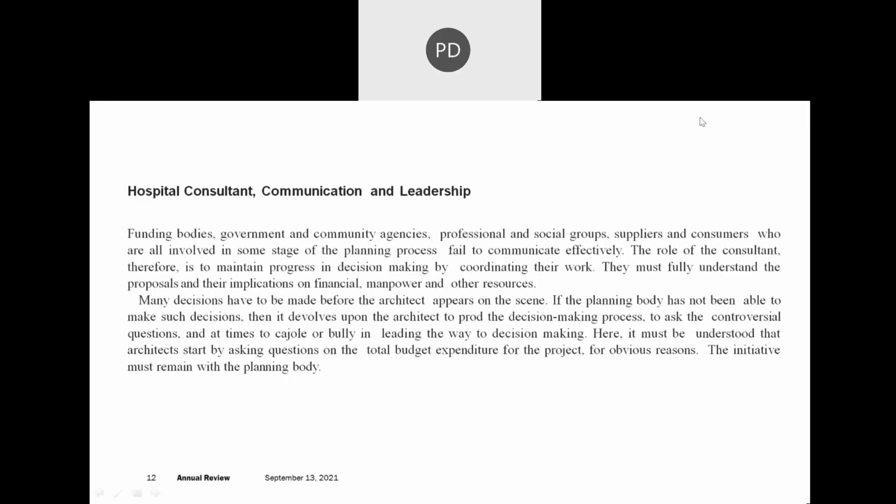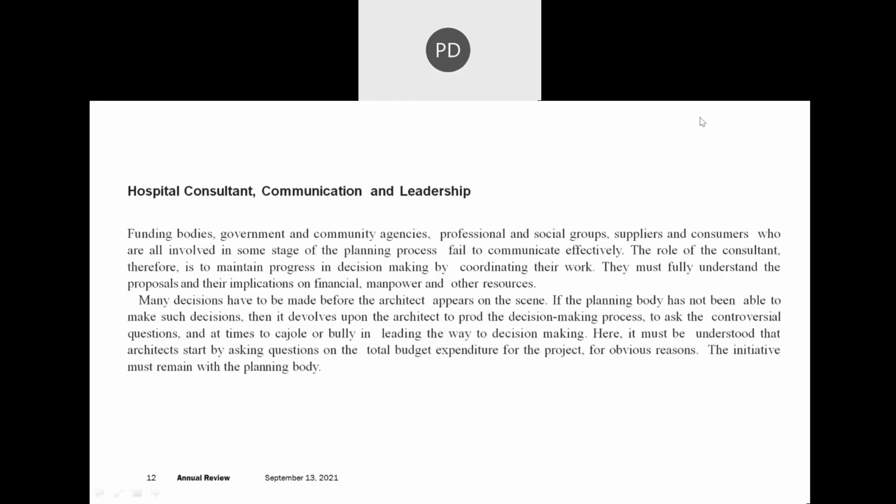Okay, so if the planning body has not been able to make such decisions, then it devolves upon the architect to prove the decision making process, to ask the controversial questions, and at times to cajole and or bully in leading the way of decision making. So over here, see, the architect also has experience of making many hospitals, of course, right? And also this consultant has experience of building many hospitals, because they are the ones who would be giving decisions or communicating a lot of things to the architect.